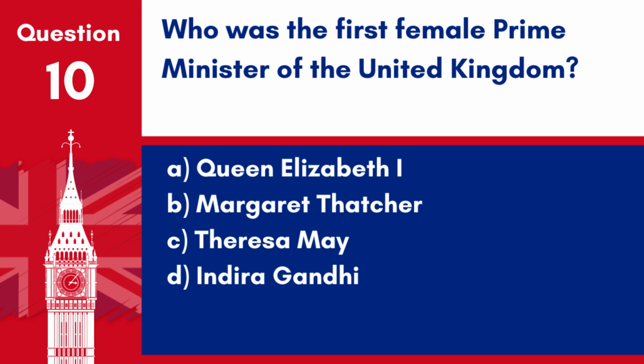Question 10. Who was the first female Prime Minister of the United Kingdom? A. Queen Elizabeth I. B. Margaret Thatcher. C. Theresa May. D. Indira Gandhi. Answer: B. Margaret Thatcher. Margaret Thatcher was the first woman to hold the office of Prime Minister in the United Kingdom, serving from 1979 to 1990.